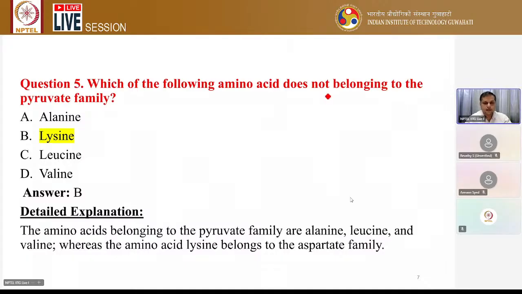If you see the TCA cycle, you will understand that lysine is not a part of this pyruvate family. The amino acids belonging to the pyruvate family are alanine, leucine, and valine, whereas the amino acid lysine belongs to the aspartate family.